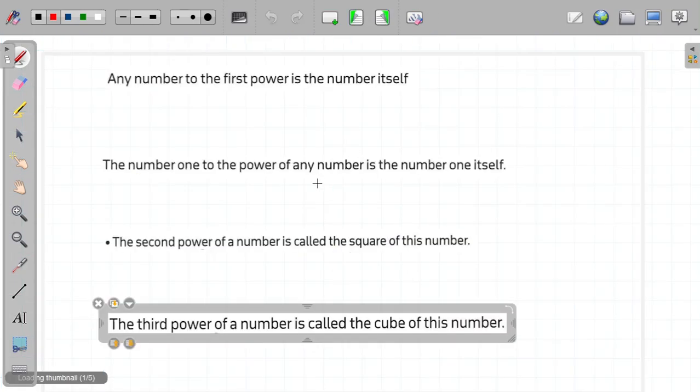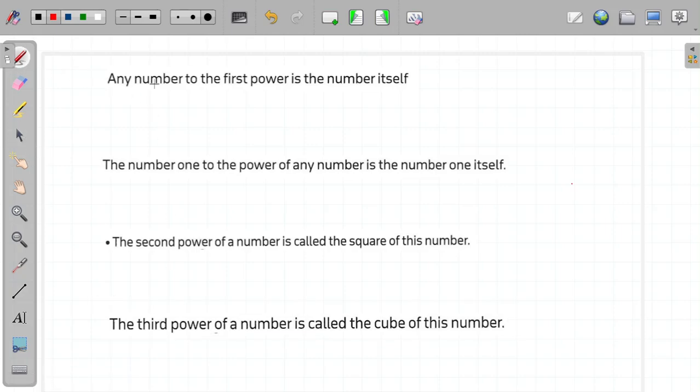We have some notes about the operation of the power or the exponent. Like if I have any number to the first power, what is the meaning of the first power? The first power here is a number raised to the power of 1. So I have here 2 to the power of 1 equals what? Equals 2. But why? Because we repeated the number by itself 1 time. So I have just 2.